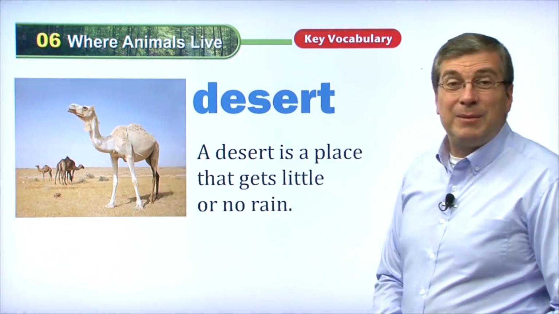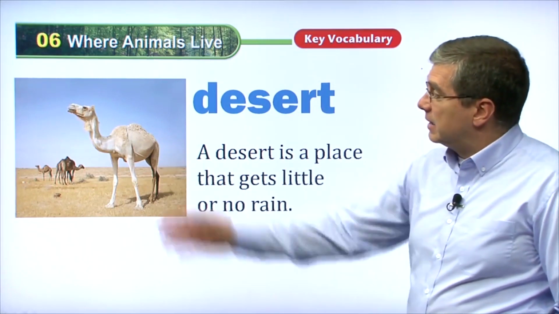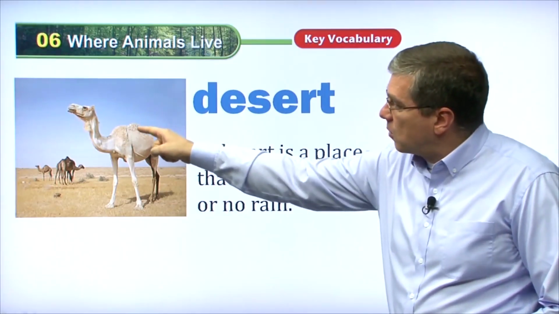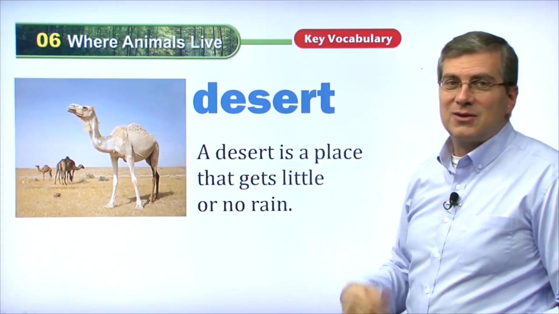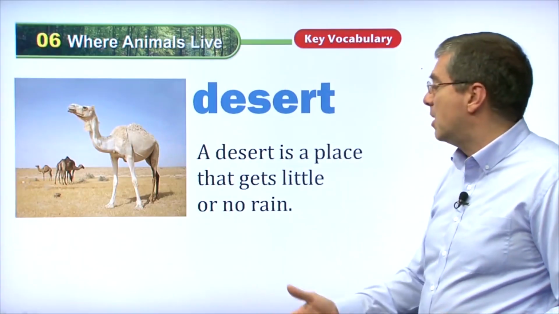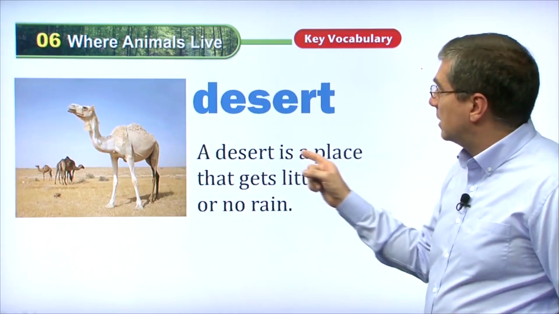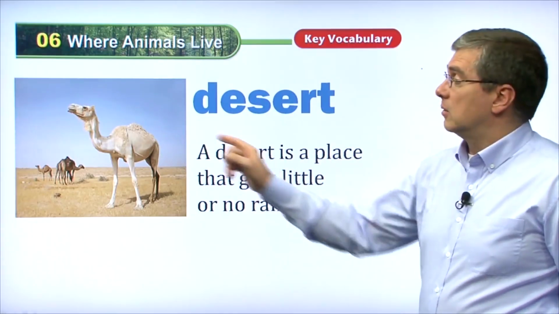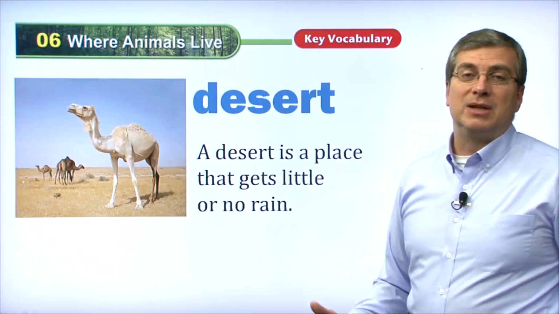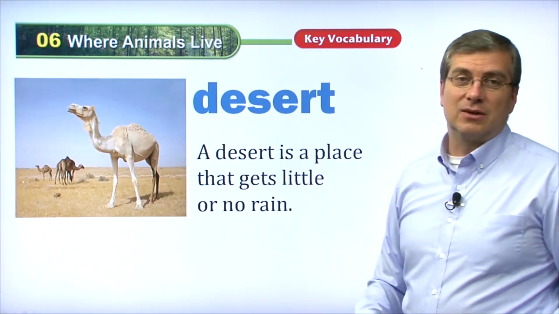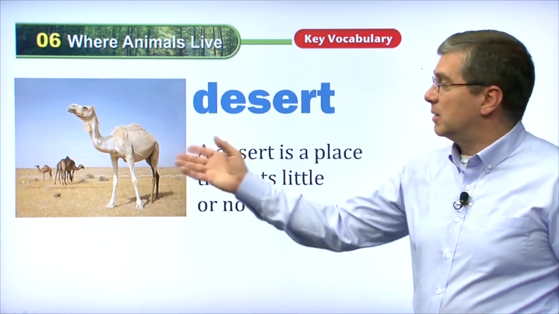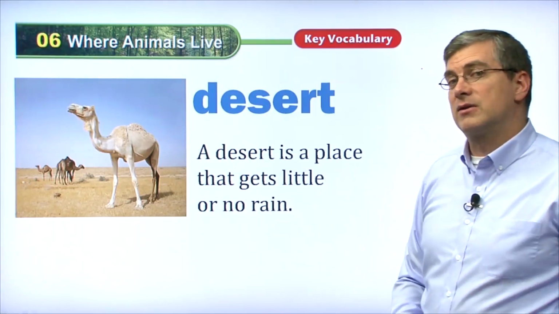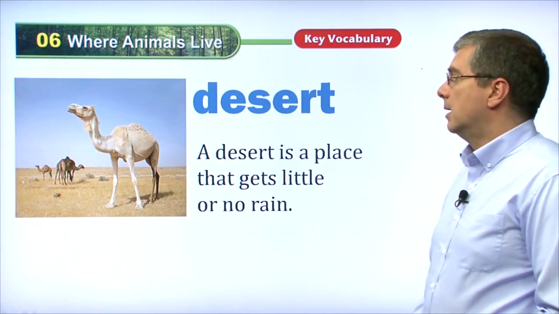Well, one of the more famous animals that live in a desert is a camel, right? Camels live in deserts because they can store their food and water in the hump on their back, so they can survive for a long time without water. And a desert is a place that gets little or no rain. So camels are adapted to live in the desert. They can live in the desert because they have adapted to the climate in the desert, the fact that there is little or no rain there. Okay, so that's a desert.